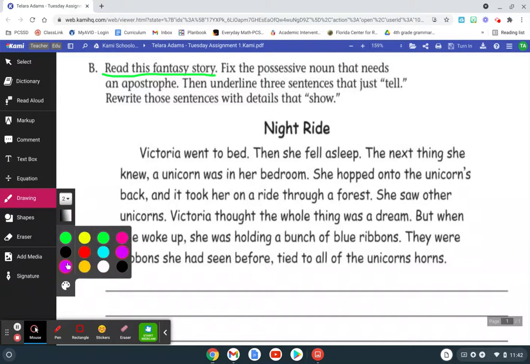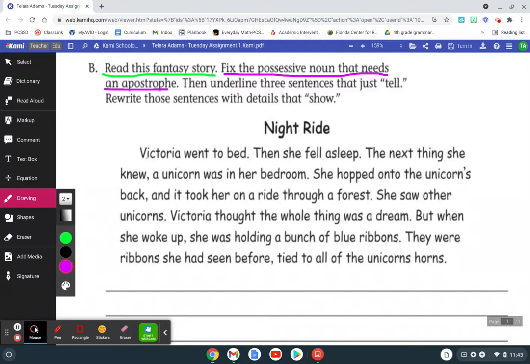Next step, we are going to fix the possessive noun that needs an apostrophe. And remember, a noun is a person, place, or thing, and possessive shows ownership. So, a noun, a person, place, or thing that owns something, and we are going to put an apostrophe just like we did on yesterday's assignment.